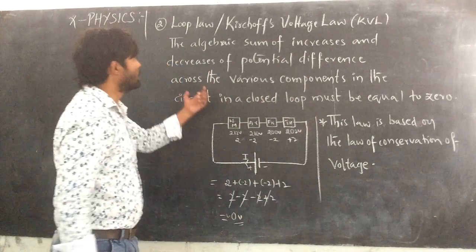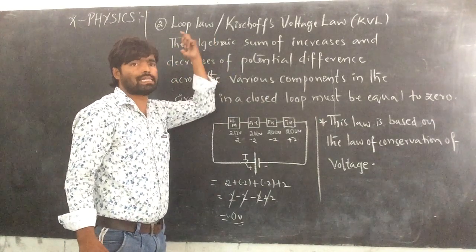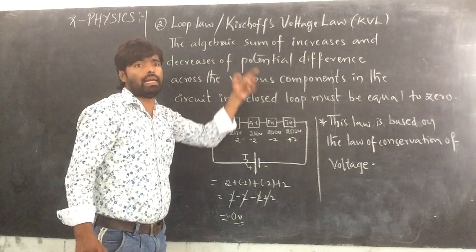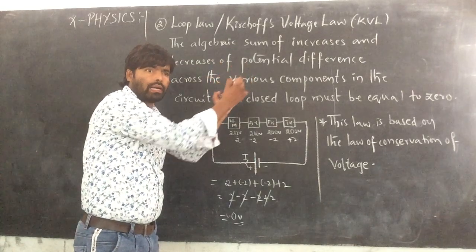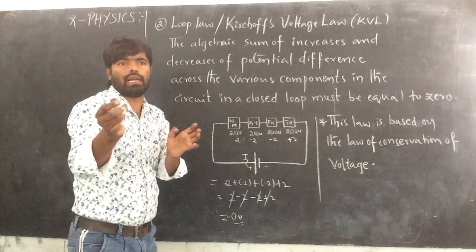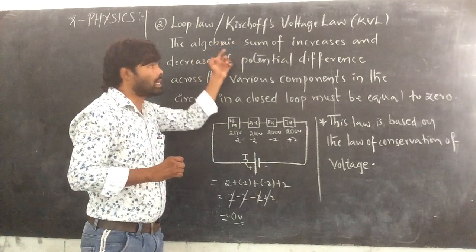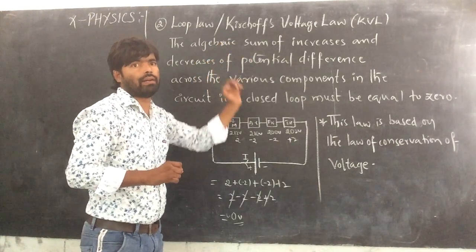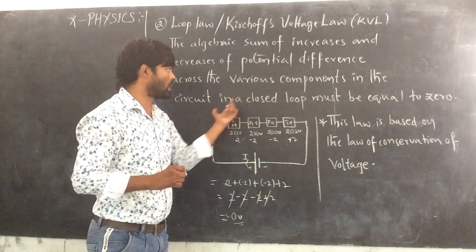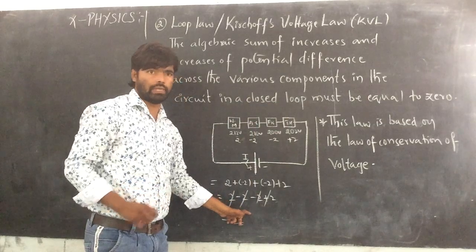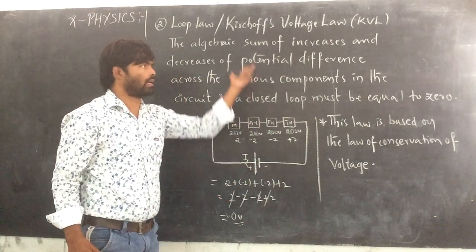So this is about Kirchhoff's first law and second law. First law is the junction law, second law is the loop law. In the first law, the amount of incoming current is equal to the amount of outgoing current. In the second law, the algebraic sum of increases and decreases across the various components in a closed circuit is equal to 0. Okay, understood? Any doubt? Okay, please copy it.